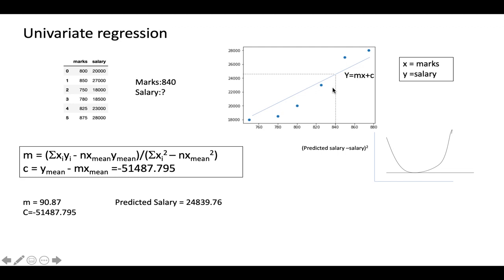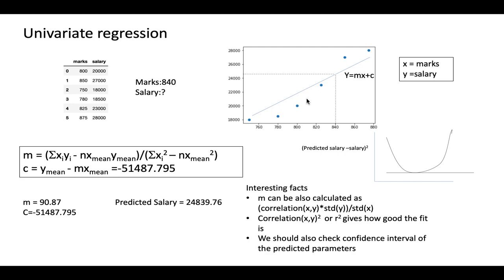Okay. Now we move to multivariate regression. Okay, before that, a few interesting facts. If you see this formula, you can see it's a rearrangement of this formula, which is correlation of xy into standard deviation of y divided by standard deviation of x. And you can also find by this method how good our prediction will be. That depends on the correlation of xy squared, which is also known as the r square.